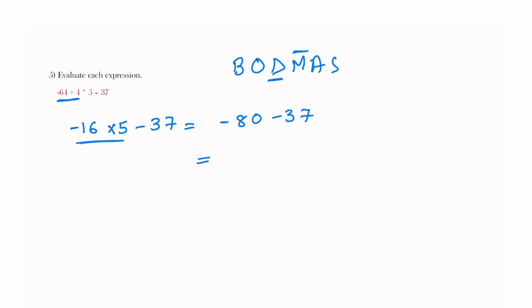Now both the numbers are negative, so we are going to add them. So 80 plus 37 is basically 117 and a negative sign. If you want, you can confirm here. 0 plus 7 is 7. 8 plus 3 is 11. So that's the answer. Aren't these questions very easy? They're going really fast, right?